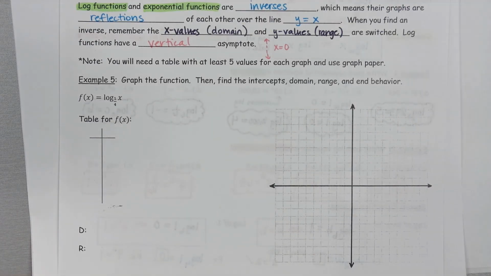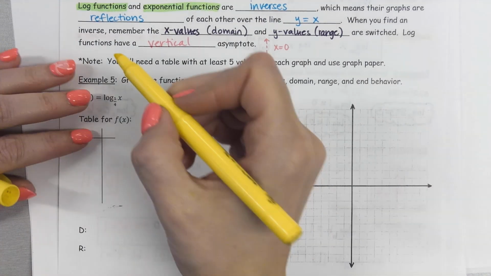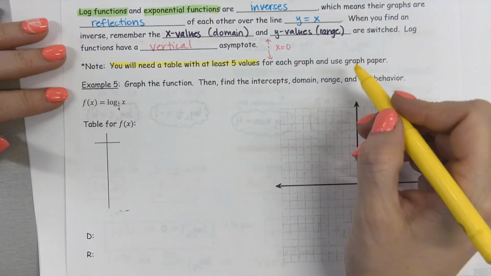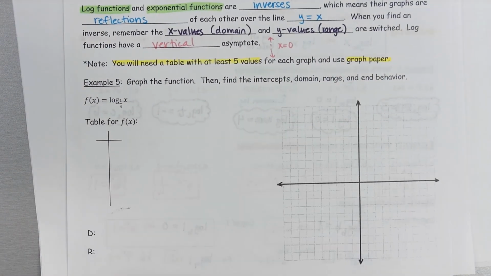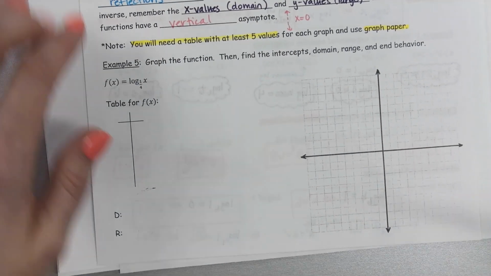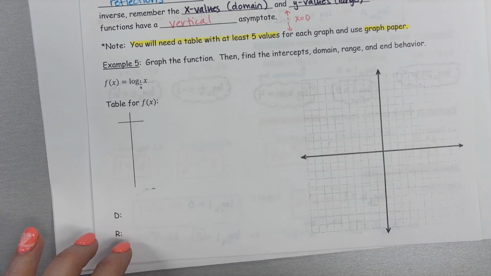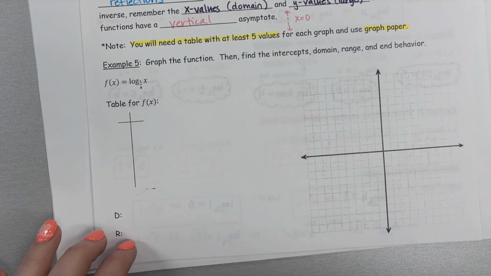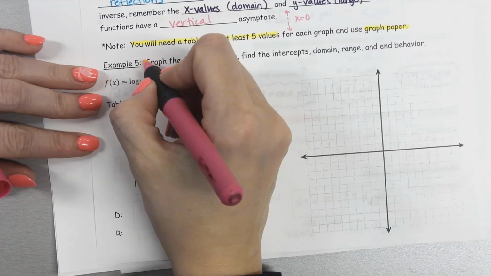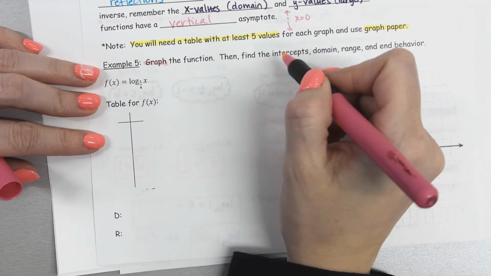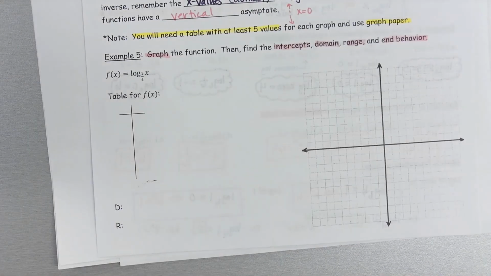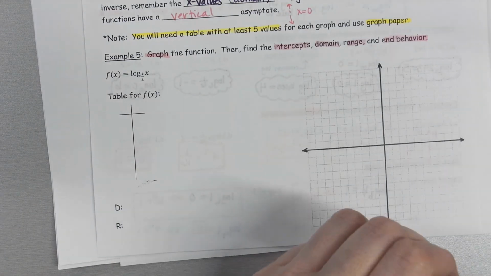Okay, and then you will need a table with 5 values for each graph, and then we're going to be using graph paper for that. So when you are graphing the function, you're also going to find the intercepts, the domain, the range, and the end behavior. Okay, so we're going to graph with our table, find the intercepts, domain, range, and behavior.